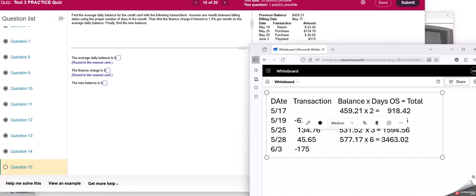And then on June 3rd, we have a payment of $175. So we're going to reduce it, and the balance then goes to $577.17 minus $175, so $402.17. And then you look to say, how many days was that outstanding? You have to remember there's 1 month between the billing dates. So the next billing date is going to be June 17th. So that would be 14 days later. And that gives us $5,630.38.